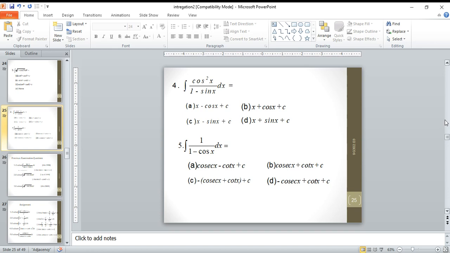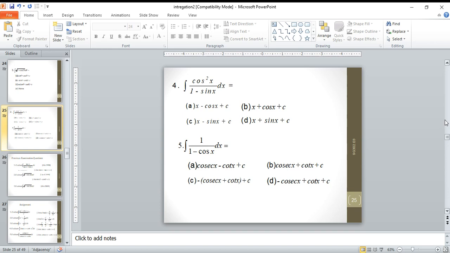What is the integral of 1 by 1 minus cos x? Just rationalize it. Multiply by 1 plus cos x by 1 plus cos x. In the numerator we have 1 plus cos x, and the denominator is 1 minus cos square x, which is sin square x. That is integration 1 by sin square x plus integration cos x by sin square x.